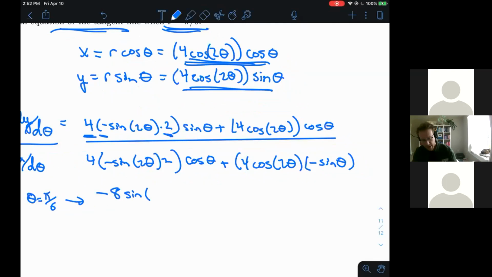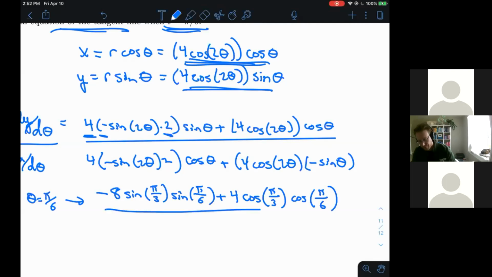And this is just going to be sine of 2 pi over 6, which is the same thing as pi over 3, times sine of, and this one doesn't have a 2, that's just pi over 6, plus 4 cosine of 2 times pi over 6, that's pi over 3, times cosine of pi over 6. That one doesn't have the 2 there.